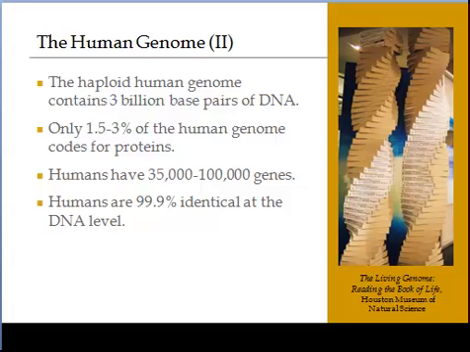To put it in perspective, only approximately 1.5 to 3% of the human genome actually encodes for proteins. It is believed that much of the rest of the human genome serves some sort of regulatory and/or structural functions. The exact number of genes carried by humans is not yet known, but it is likely to be somewhere between 35,000 and 100,000, and that's still a pretty big target.